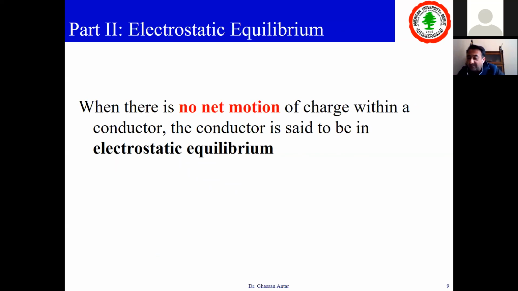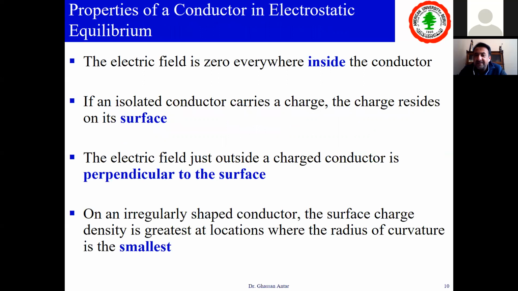So no net motion means that I'm not going to take into account the thermal motion of the electrons or the protons. I'm going to assume that they are still. I'm going to take the average position of these electrons and protons, and on average, it doesn't move. So this is the concept of electrostatic equilibrium. More importantly are the consequences of electrostatic equilibrium. Here they are summarized, and I'm going to go over each of them. What do they mean?